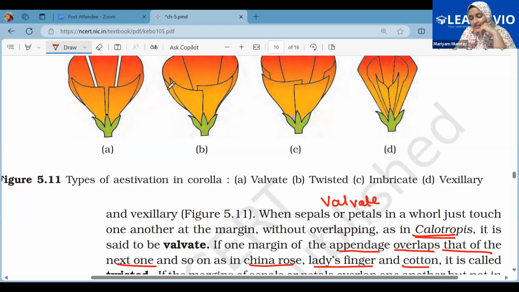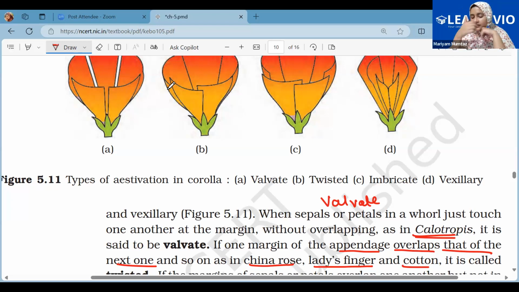For the examples of twisted, you write down China rose. In the bracket, you can write hibiscus. Then lady's finger and cotton. China rose, lady's finger and cotton. Everyone's done?